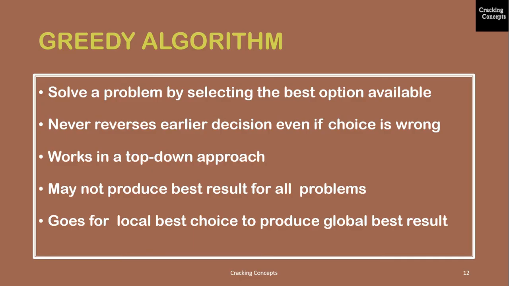Now let us see what greedy algorithm is. A greedy algorithm is an approach for solving a problem by selecting the best option available at the moment. It doesn't worry whether the current best result will bring the overall optimal result. The algorithm never reverses the earlier decision, even if the choice is wrong. It works on a top-down approach. This algorithm may not produce the best result for all the problems. It's because it always goes for the local best choice to produce the global best result.